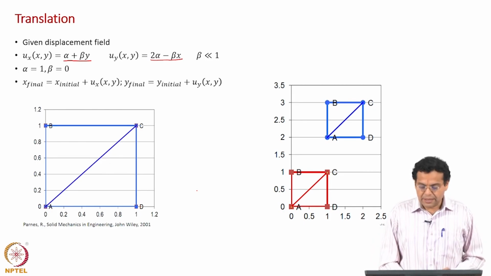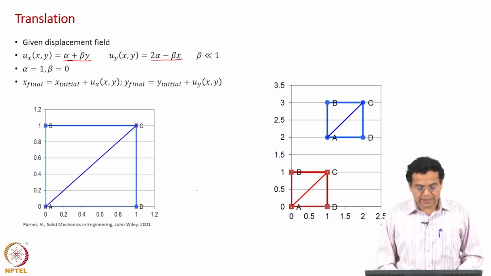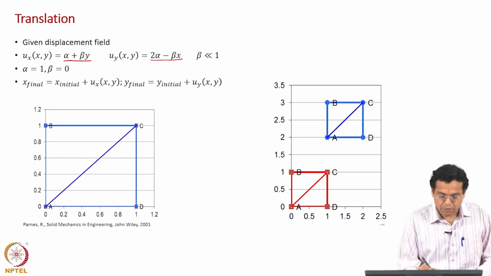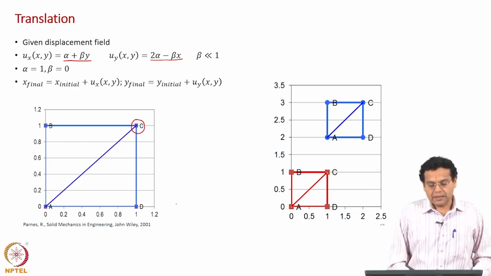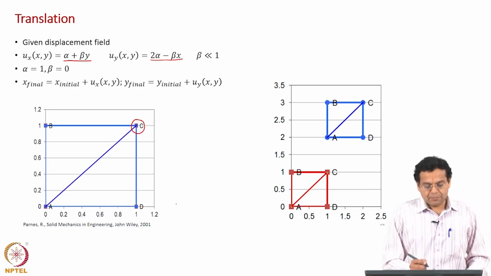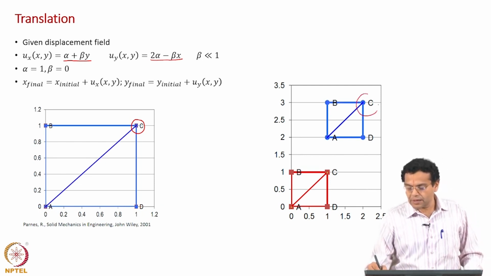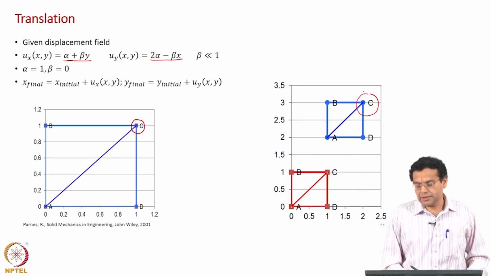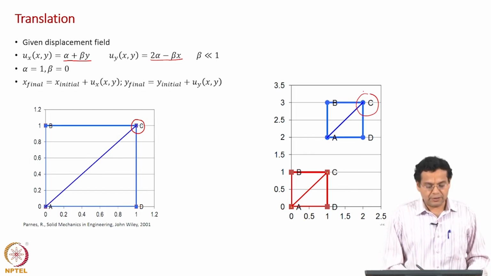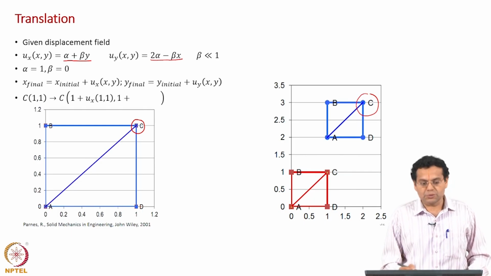Now, let us take an example, coordinate C. Let us see what the initial coordinate is. In this diagram both are superimposed. The initial coordinate of C is 1 comma 1. You see the final coordinate shown here, which is 2 comma 3. Let us see how we find that. C at 1 comma 1 moves to, I used an arrow mark to show that it moves to C.